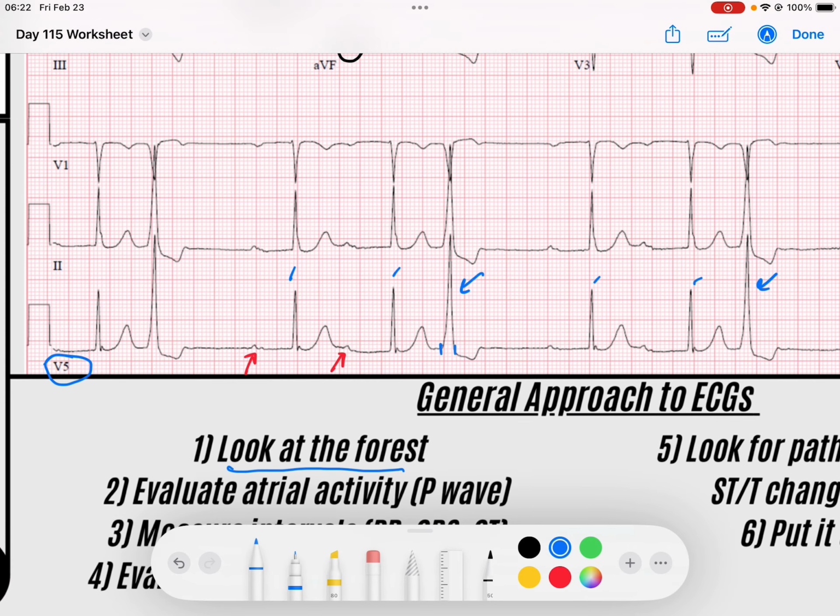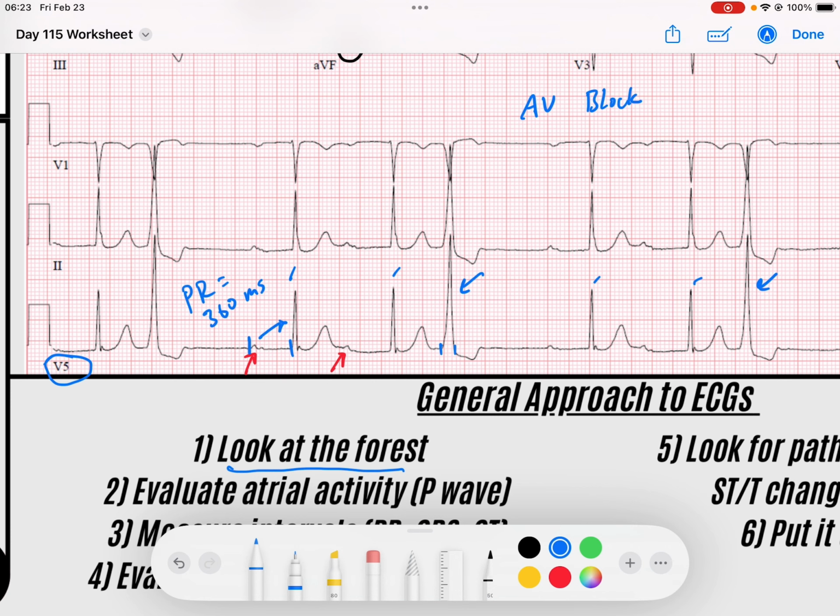I look really closely, and in my first grouping of these beats, you can see my PR interval is long. My PR interval should be within 200 milliseconds. I would say this is maybe 8, 9 millimeters, so that's a PR interval of 360 milliseconds. It should be right around 200 or less. So that's interesting. We have an increased PR interval, so we have some type of AV block.